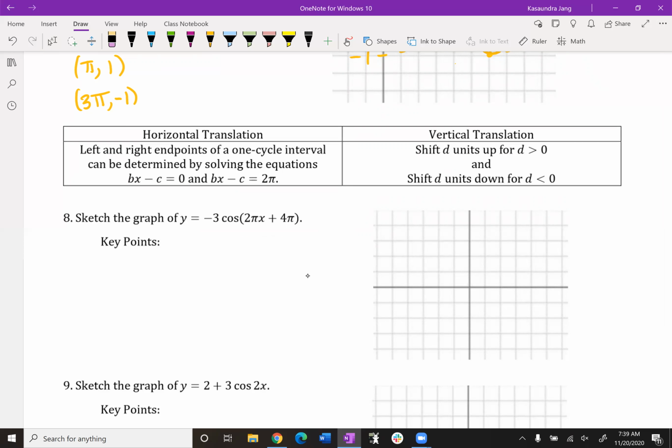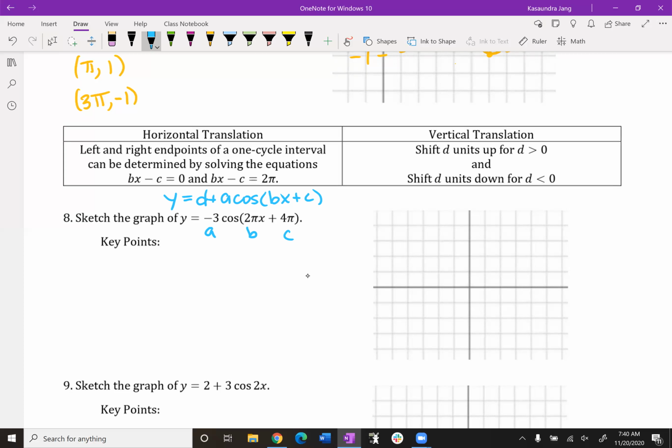Let's see if we can figure out the horizontal translation first. So I need the bx plus c, and I'm just going to write the parent function here, the way we did, d plus a cosine of bx plus c. Okay, so this was my parent function for cosine. And it looks like my a is negative 3, b is 2 pi, and c is 4 pi. I don't have a d. I've got nothing added or subtracted outside of this cosine function.